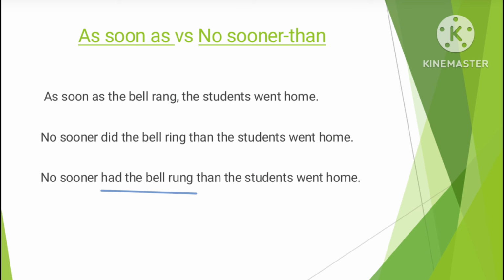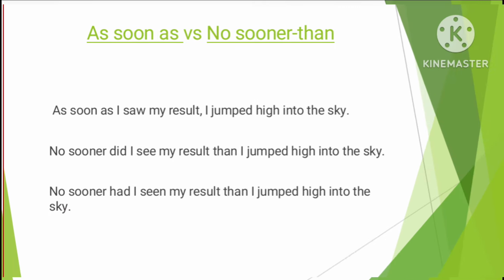The first part is no sooner had the bell rung. Again, don't get confused with had the bell rung. It is not a question. It looks like a question, but I'm not asking a question. It is a part of the sentence. No sooner had the bell rung than the students went home. Had the bell rung, this is the inversion, which means verb plus subject. Had is the verb, the bell is the subject, and then we got V3, that is rung. No sooner had the bell rung than the students went home.